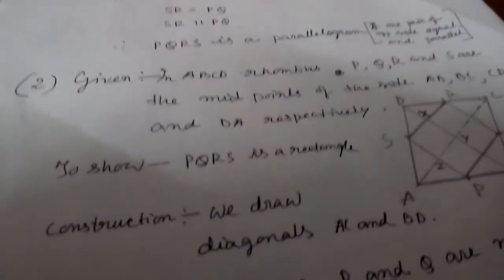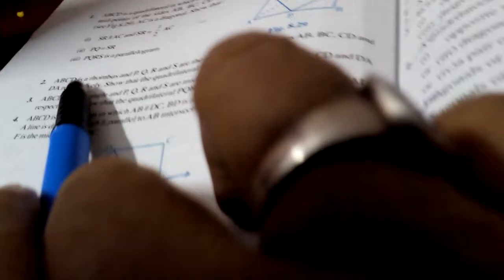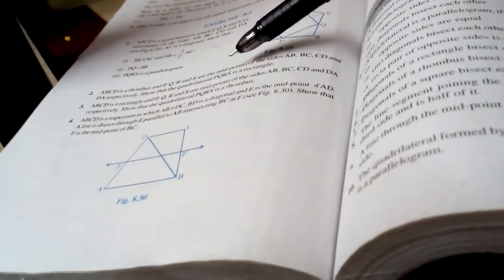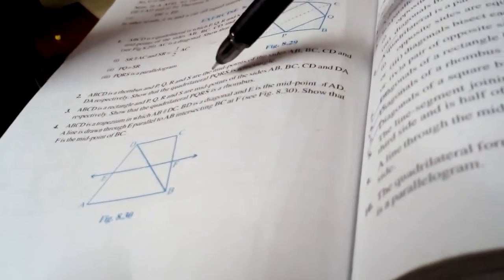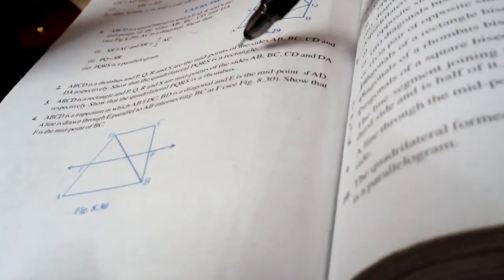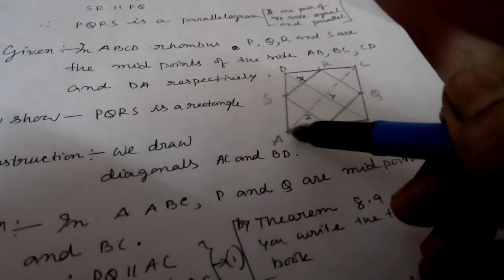Now second question. You read from your book: given that ABCD is a rhombus, P, Q, R, S are the midpoints of AB, BC, CD and DA respectively, so that the quadrilateral PQRS is a rectangle. The diagram is not given, so you draw the diagram.